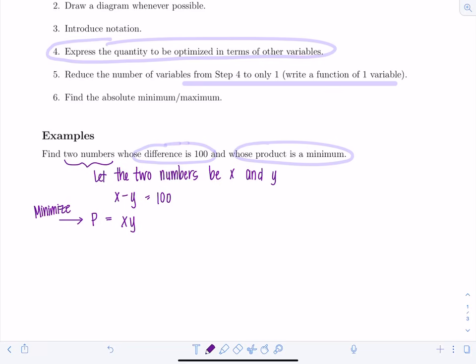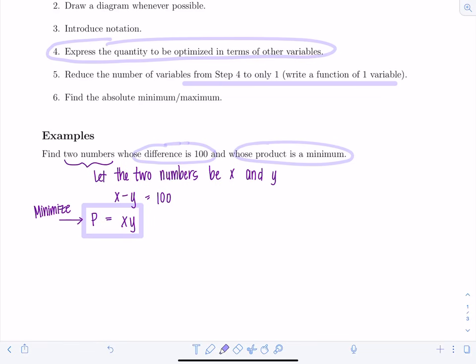Now, we're in calculus 1, calculus of functions of one variable. So whatever I'm trying to minimize or maximize needs to be a function of only one variable. So here, we're going to focus on this equation and reducing the number of variables. That way I can go ahead and take its derivative. And you're always going to be given some other piece of information in the problem that will enable you to do this. In this case, it's the fact that the two numbers have a difference of 100.